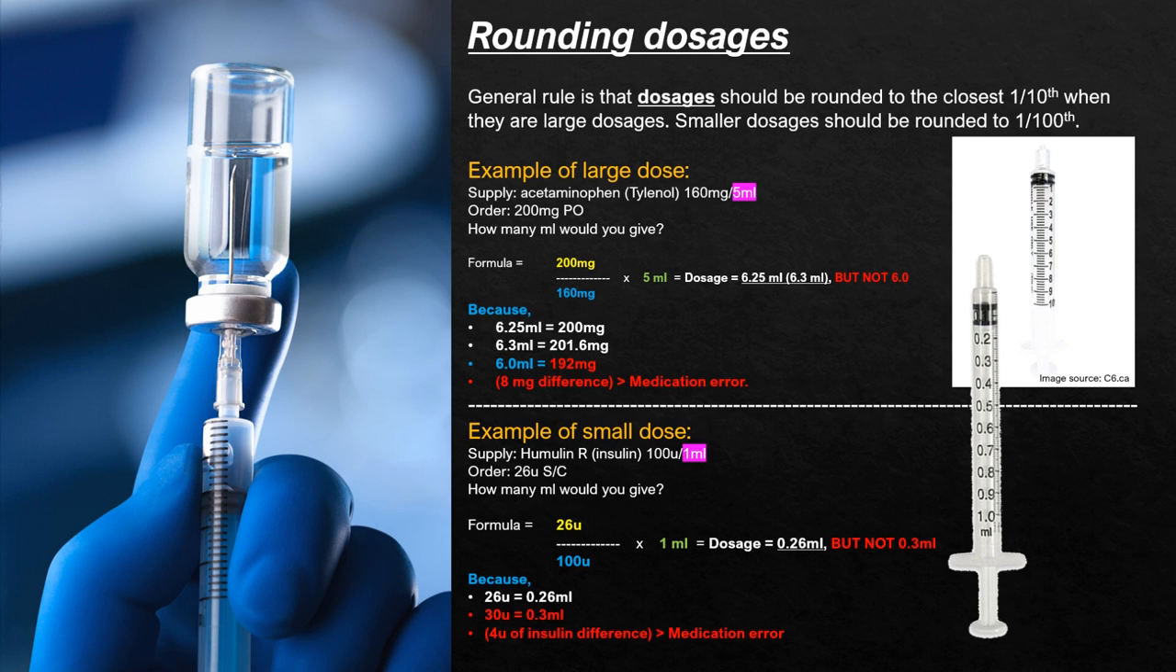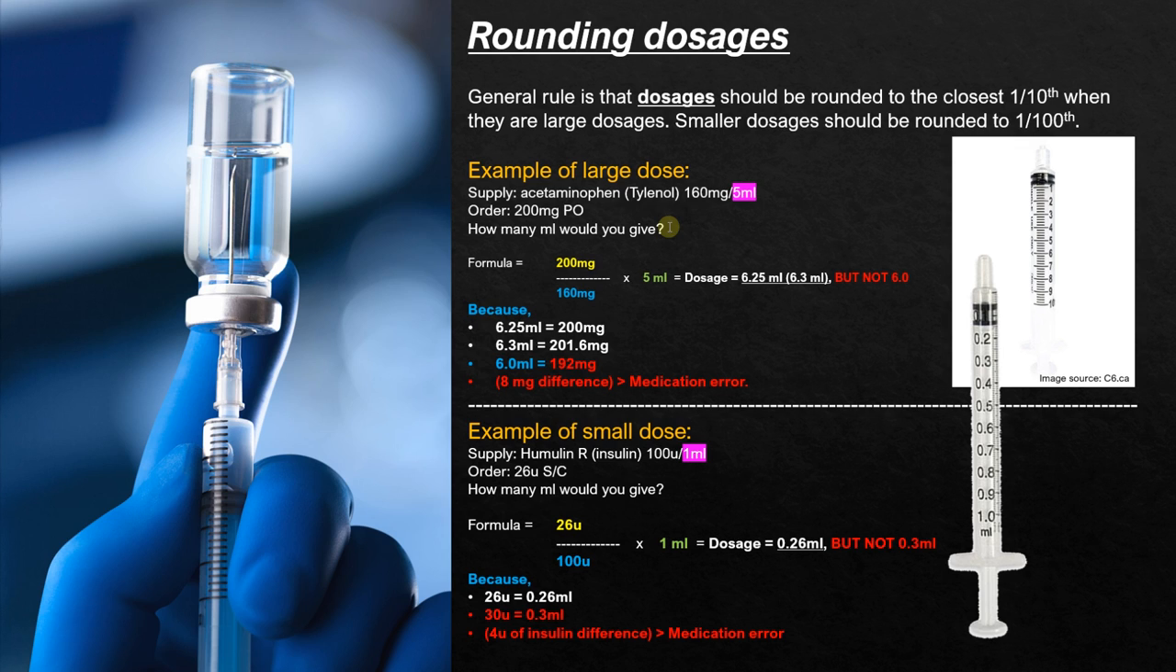So let's talk about rounding dosages. Now, a general rule is that dosages should be rounded to the closest 1/10 when they're large dosages, and when it comes to smaller dosages, we try to round them to the closest 100th. So let's go for example number 1, which is the large dose. Now our supply is acetaminophen 160 milligrams in 5 milliliters. The doctor is going to order 200 milligrams by mouth. My question is, how many milliliters would you give?